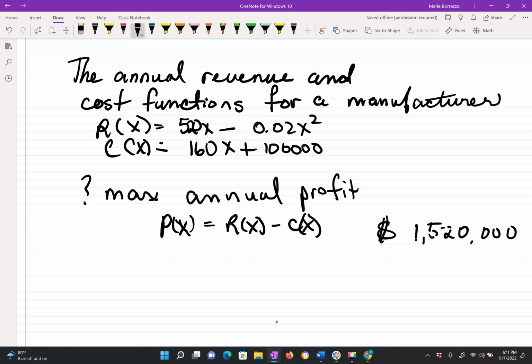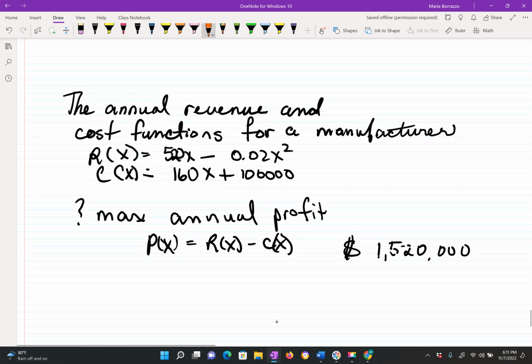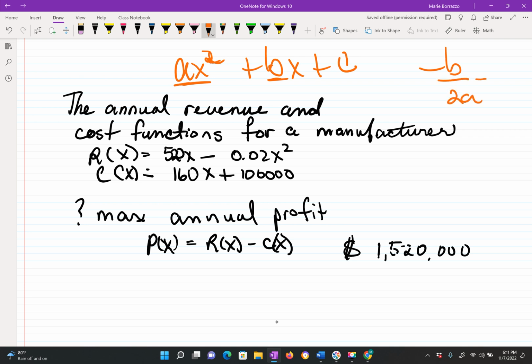Anytime they ask max or min, negative b over 2a. And that goes back to basic foundations, right? So you go back to your ax squared plus bx plus c formula and use those values. Negative b over 2a gives you the x value. Once you have x, plug it back in. All right?